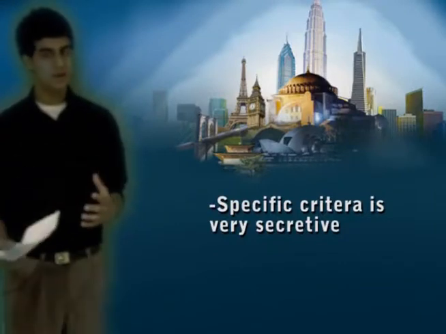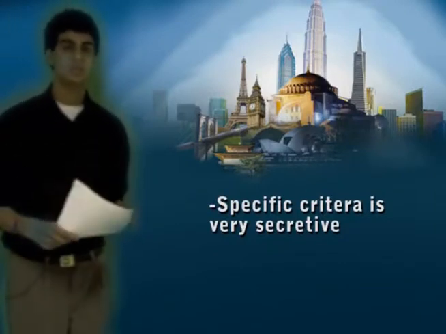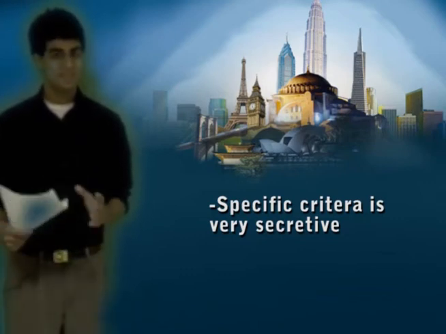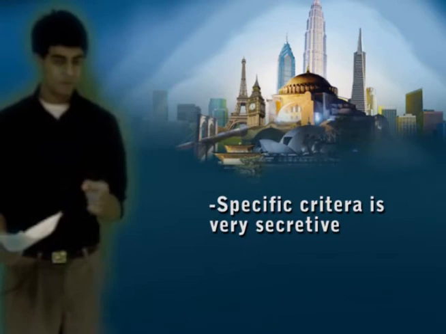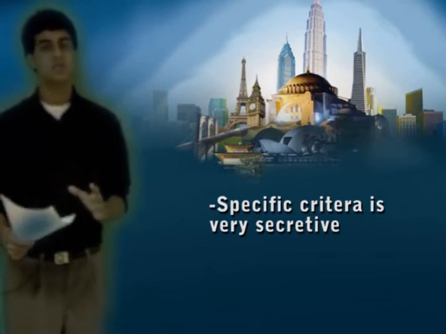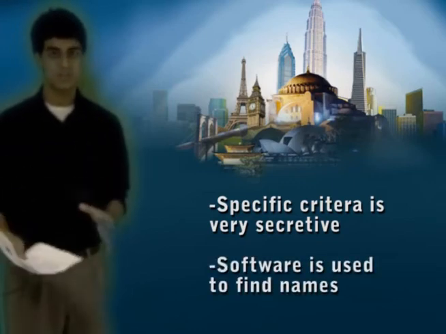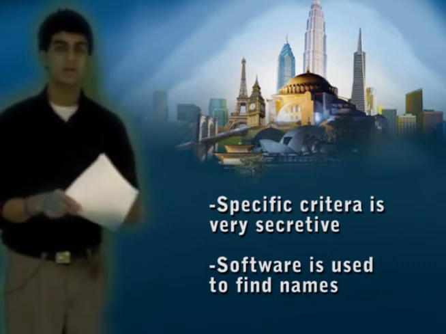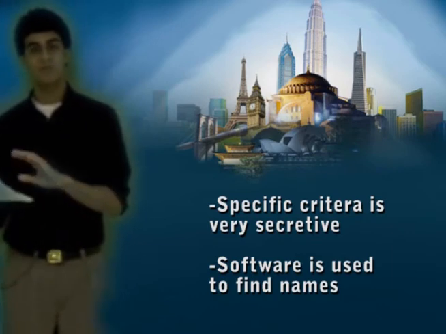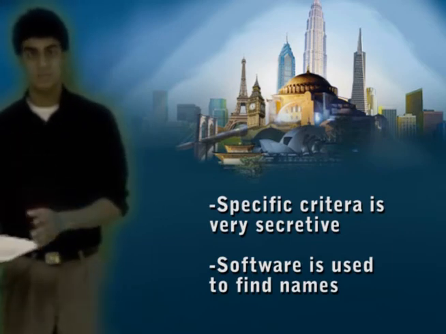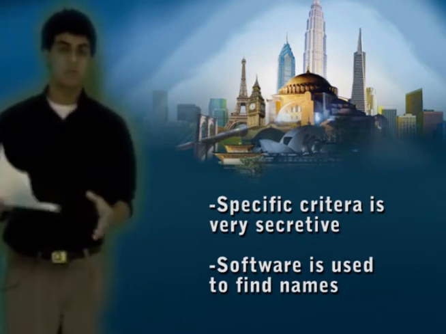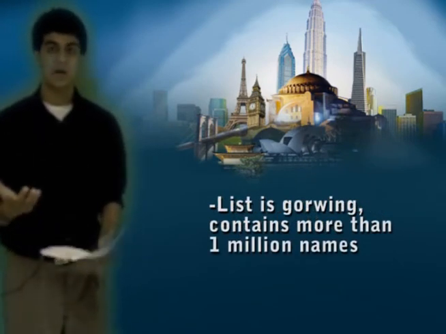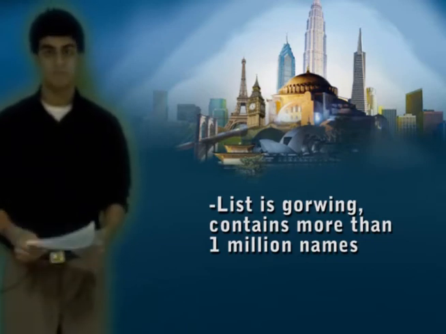However, the specific criteria used to generate these names to put on the terror watch list is very secretive, and understandably so, because it is a matter of national security. However, one thing is certain, there is software used to initially generate names for this list. Software that is able to separate names that are predominantly American or Caucasian from names that have more of a Middle Eastern or Islamic or South Asian descent. If a name is of such a descent, then it's very possible that person can be placed on such a list. This list now is growing at a rapid pace and now contains more than 1 million names.